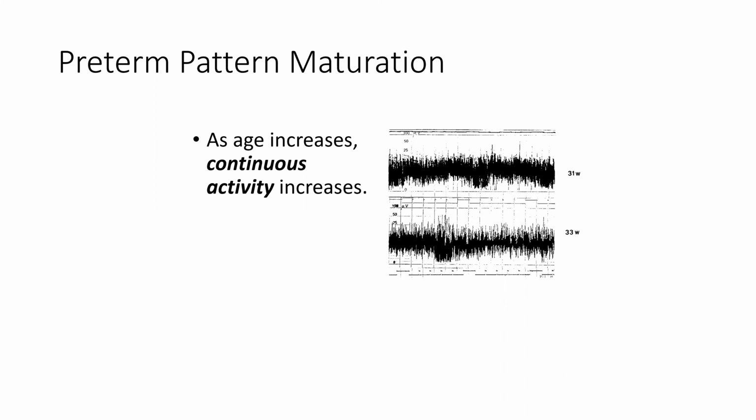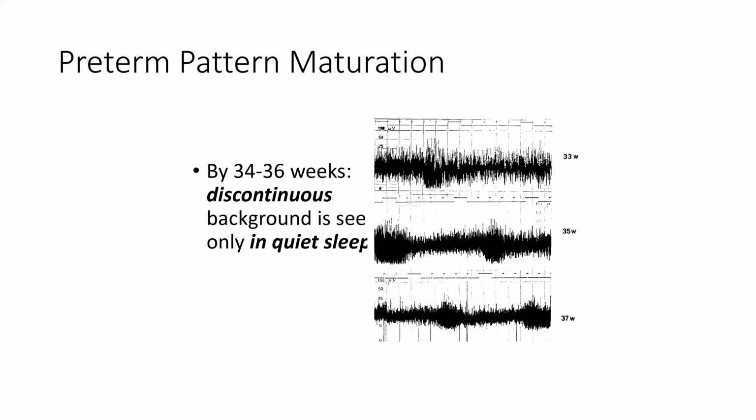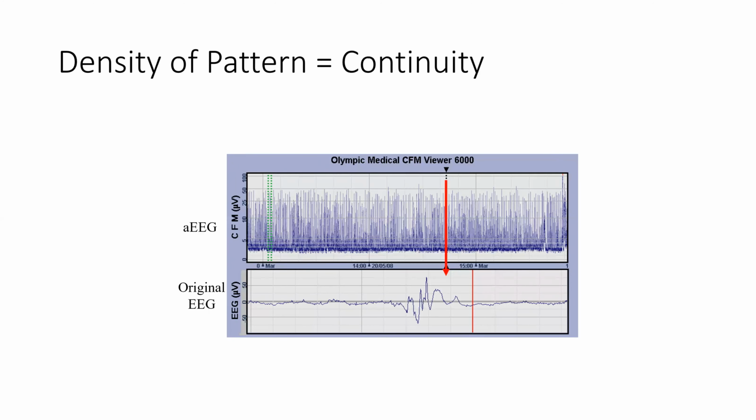So as age increases, continuous activity increases, the lower margin increases. That is exactly what we want to see. And then by 34 to 36 weeks, we see discontinuous only during that quiet sleep pattern, which is, again, normal. That's the term pattern. So one of the other features of continuity reflects on density of the pattern.